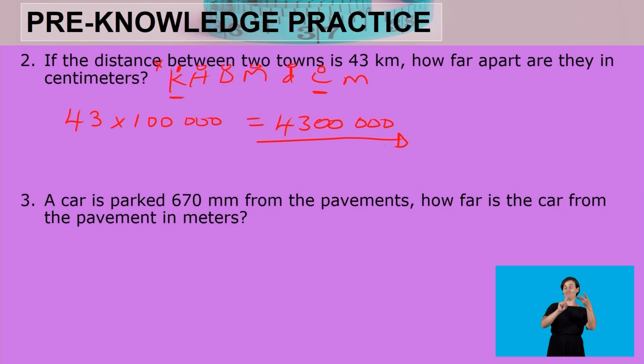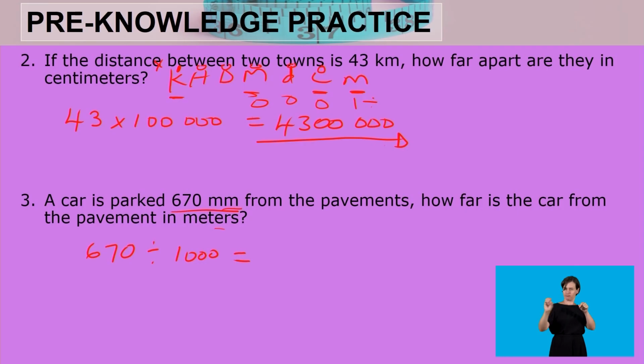Then we go to the next one. A car is parked 670 millimeters from the pavement. How far is the car from the pavement in meters? So you're converting from millimeter to meter. We check millimeter to meter. So you put a 1 and zeros up until where you're going, but we are dividing. So it means we're going to say 670 divided by 1,000.